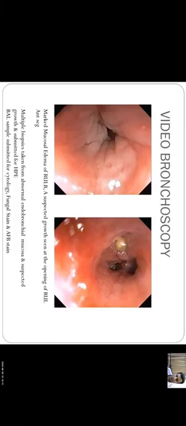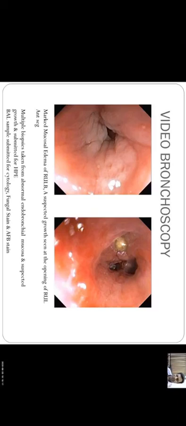His ANCA screen, that is C-ANCA and P-ANCA, was also sent, but those were also within normal limits. So we did a video bronchoscopy in this patient, and as you can see, there is marked mucosal edema in the right upper lobe bronchus. The opening is almost narrowed, and there is a suspected growth which can be seen at the opening of the right upper lobe anterior segment.